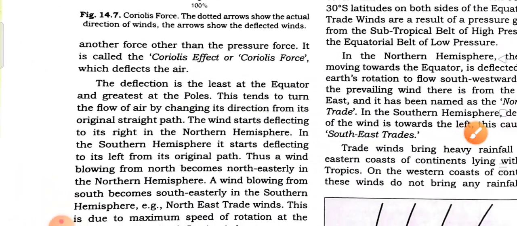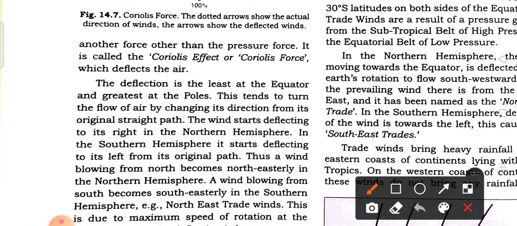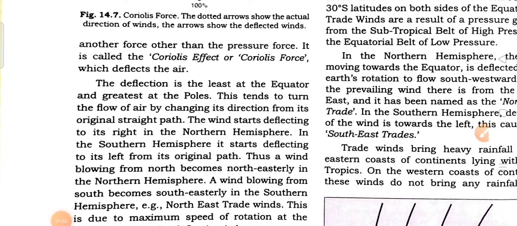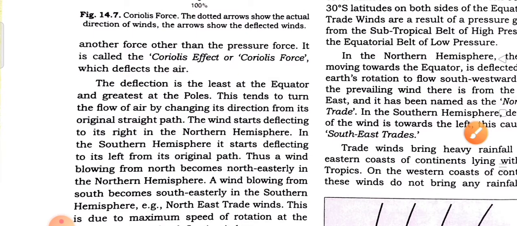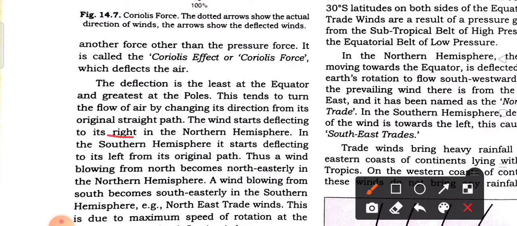The deflection is the least at the equator. Why is it least at the equator and greater at the poles? Because at the equator the speed is the maximum. This tends to turn the flow of the air by changing its direction from the original straight path. As the wind flows in a straight direction, this tends to deflect the direction of the flow of the air. The wind starts deflecting to the right in the northern hemisphere.